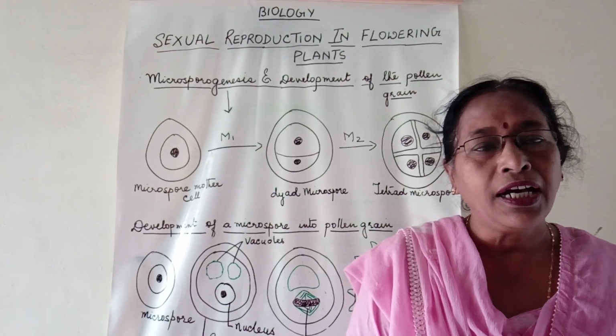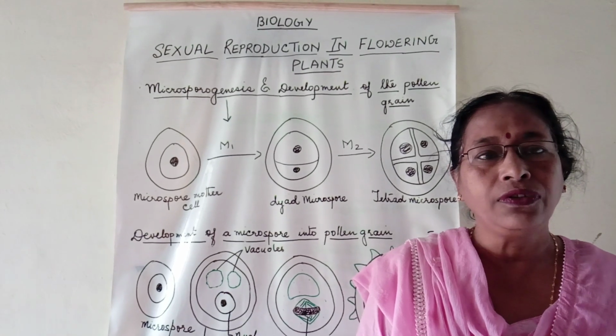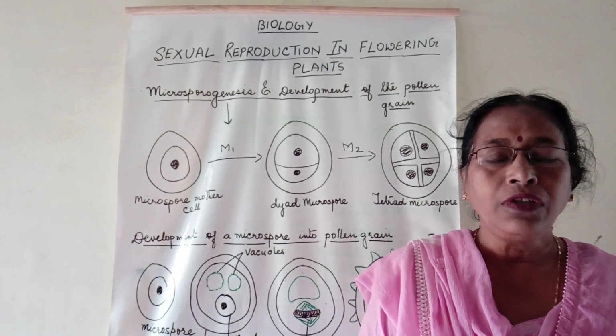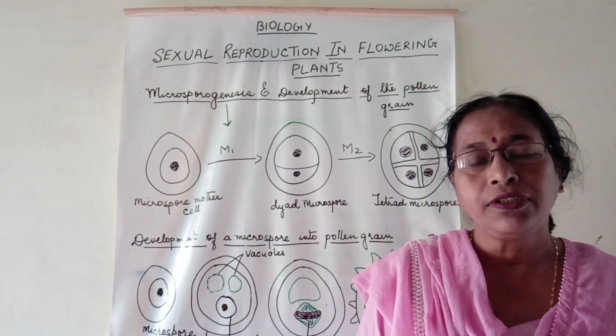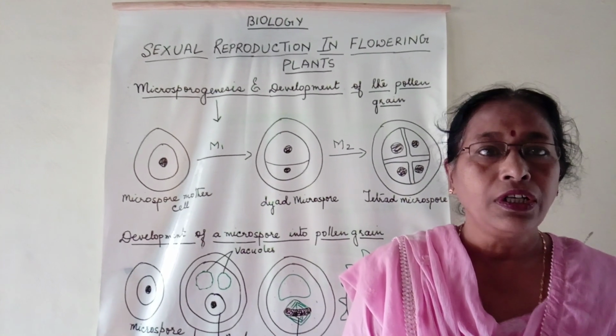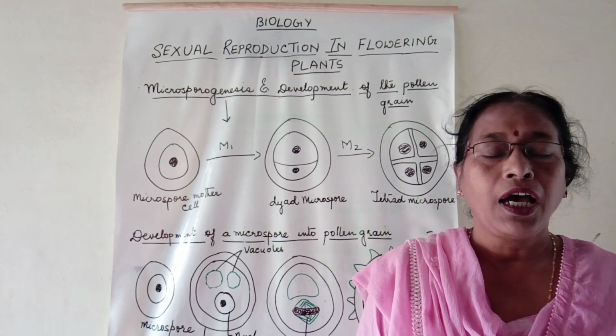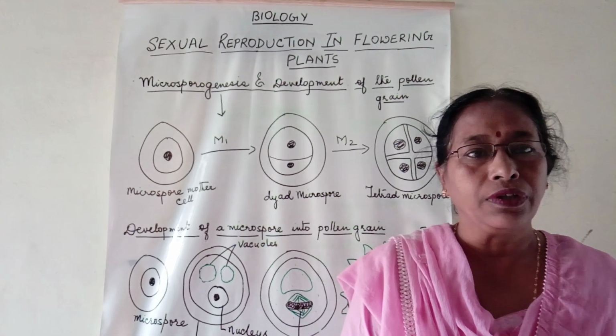Students, in the last class, we discussed the microsporangium, that is the pollen sac: how the microsporangium is formed, the different layers of the microsporangium and their functions. Today we will talk about microsporogenesis and the development of the pollen grains.